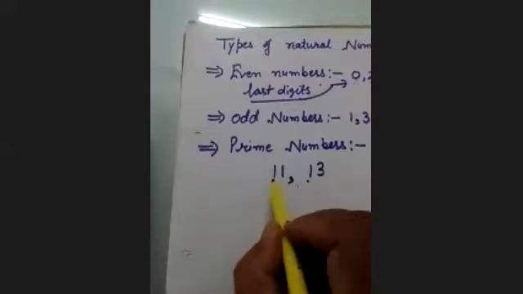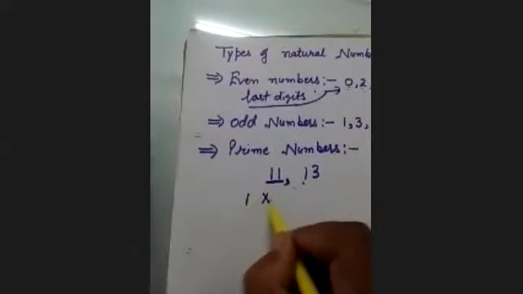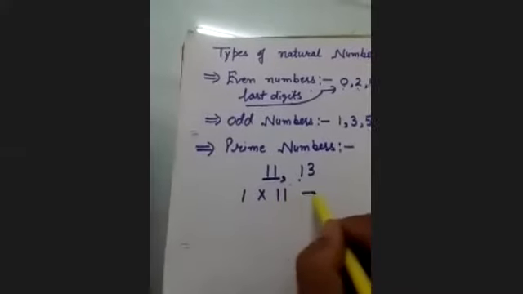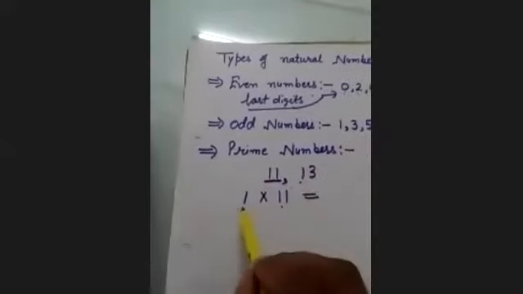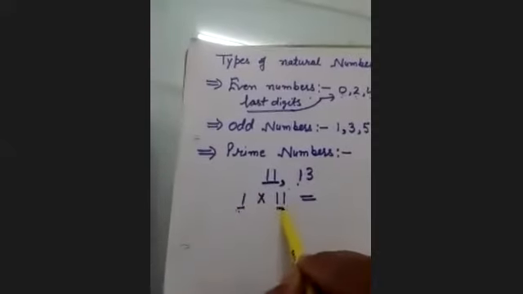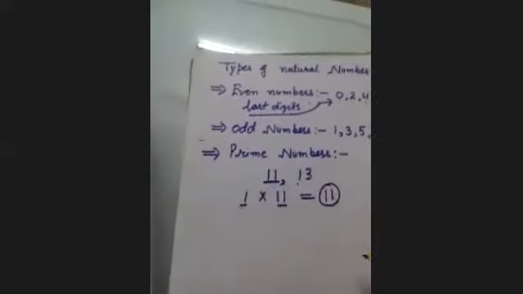Now students, find all the factors of 11. We have only two factors, 1 and 11. 11 has only two factors. First factor is 1 and second is the number itself. So it means 11 is a prime number.